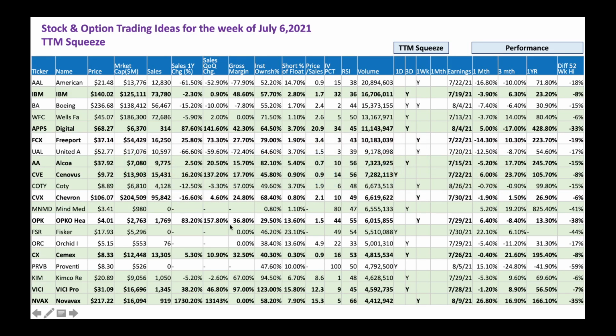One of my favorite is APPS, Digital Turbine. As you can see here, Digital Turbine is a $68 stock. Nice sales growth. As you can see here, it's down 33% from 52-week high. And let's see if it's a good time to buy Digital Turbine. As you can see here, we got a 3-day squeeze here. We can see if it is worth investing.